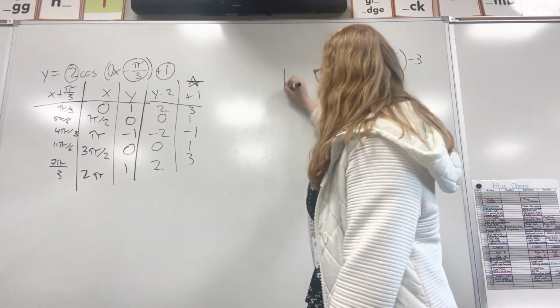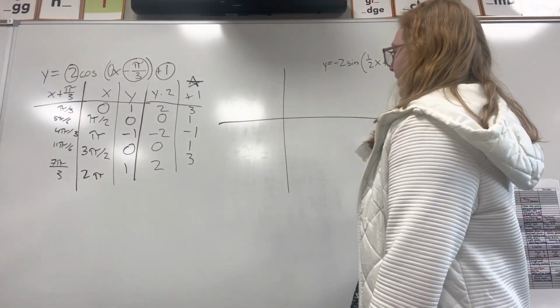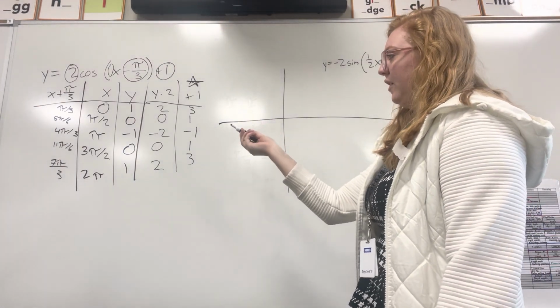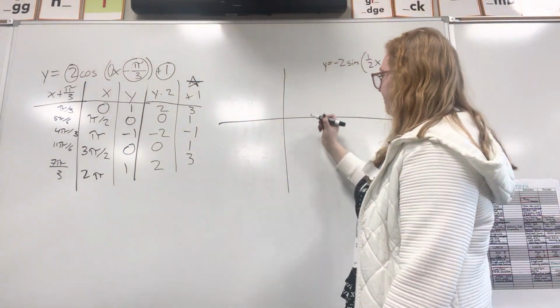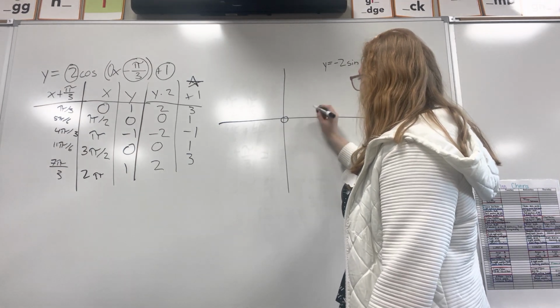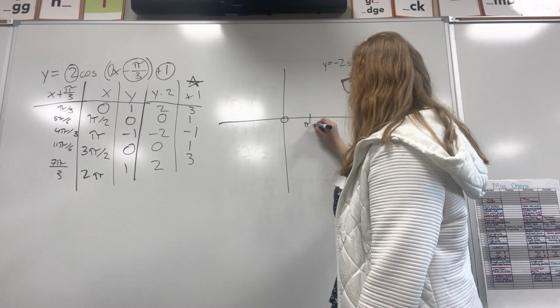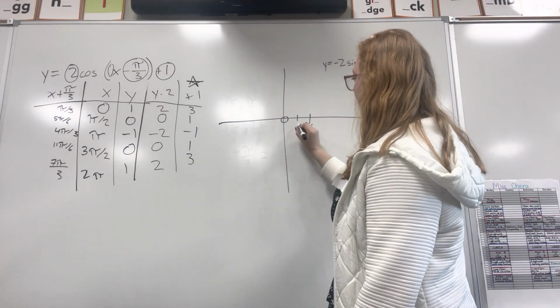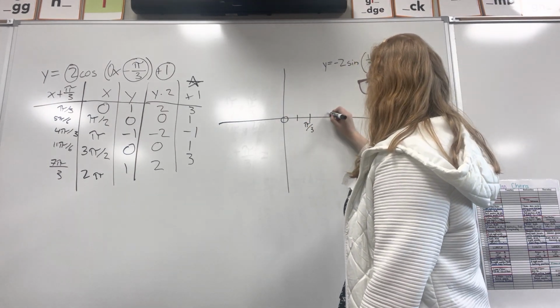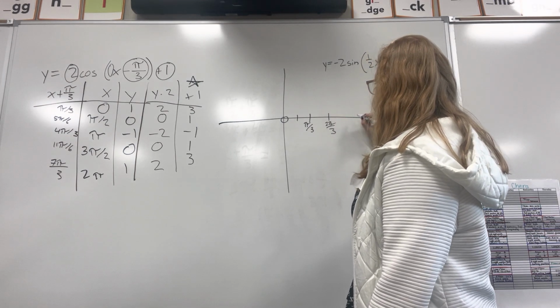So when we graph it, we're going to want to figure out our x values. And since we're doing it in over 6's, I'm going to do it by, we'll start with 0. Let's make this pi over 3, which means this one is going to be pi over 6. And we've got 2 pi over 3 and pi.